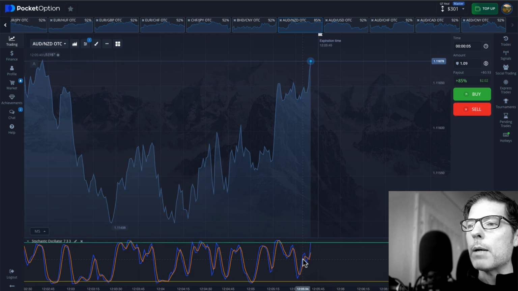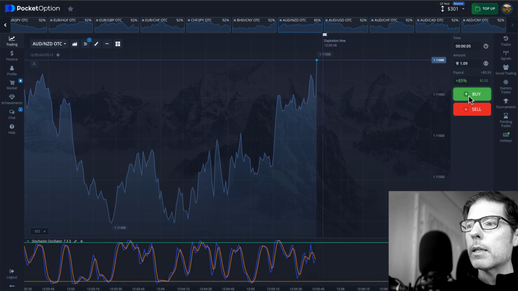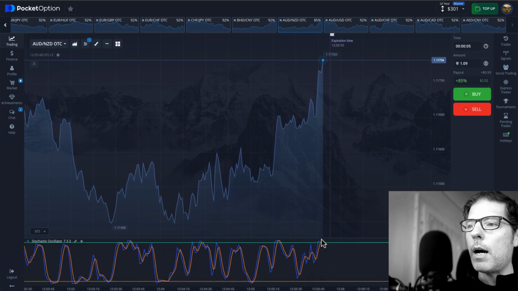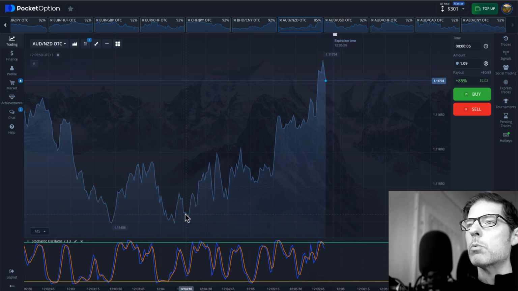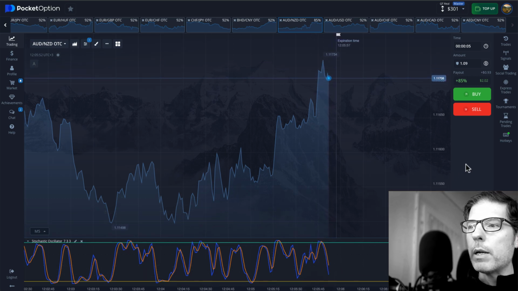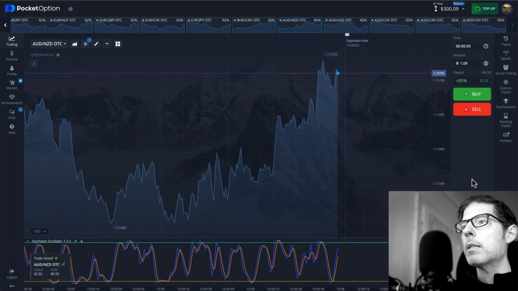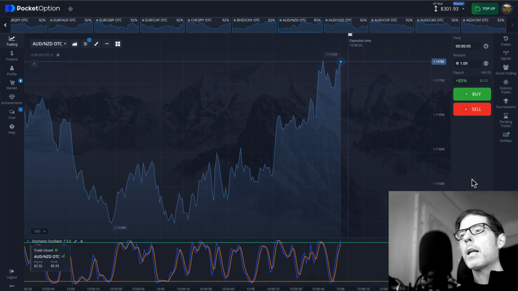Normally I would take the trade right when it gets to the middle of the stochastic, but I want to see it pushing down either to the top or the bottom. In this case, since we have an upward trend, I'm going to wait until that starts. There we go. So I've entered the market right there. We've got about one more second to go, and there we go. So we got another one.